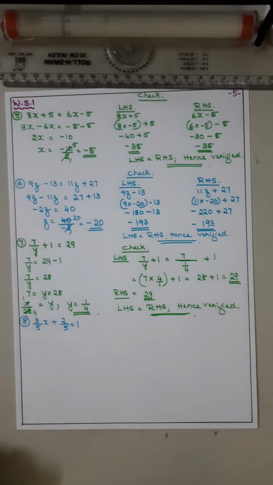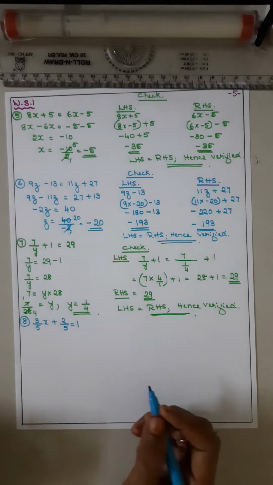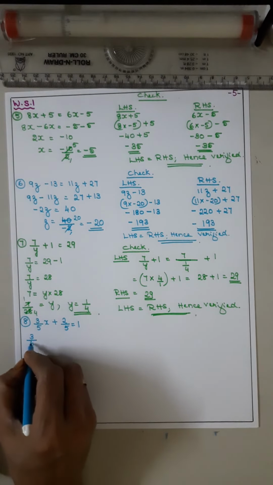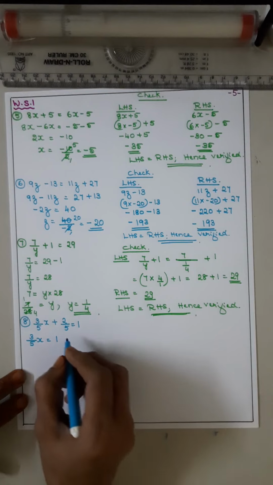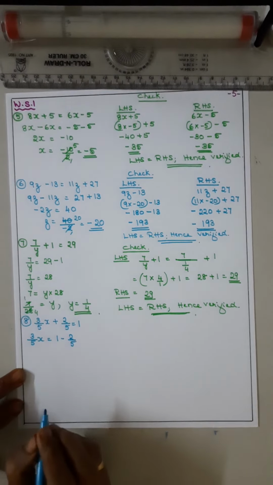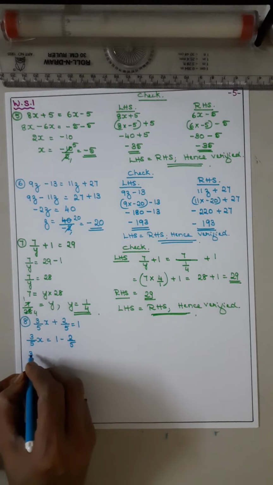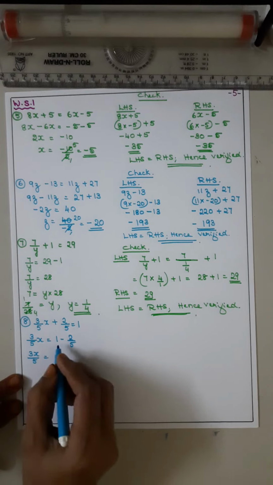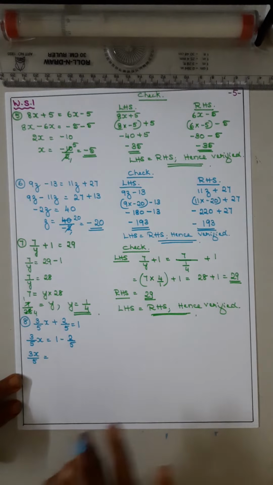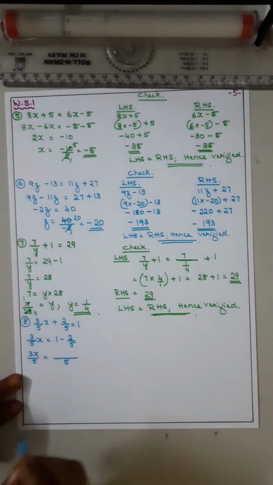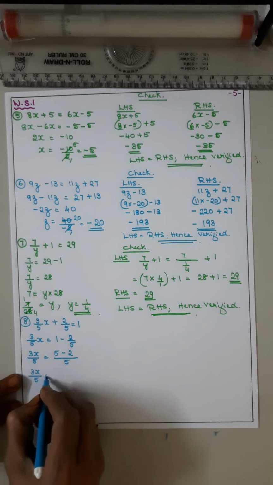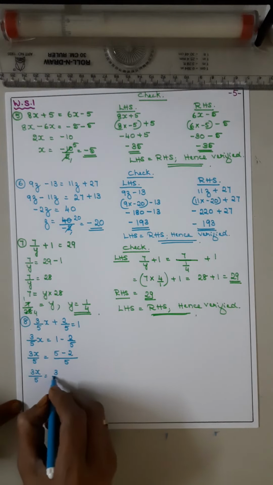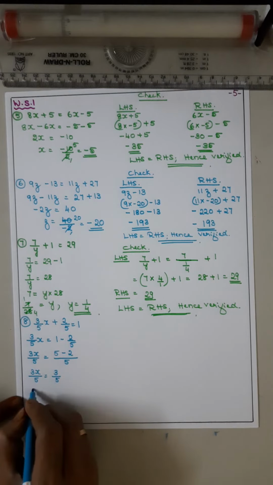Now coming to the 8th sum, 3/5 x plus 2/5 is equal to 1. So we will keep the x term on the left, right? So 2/5 goes to the right side. Now this one will be 3x/5. Now there is a fraction here so take the LCM, 5 ones is 5/5, so here it will be 5 minus 2. So 3x/5 is equal to 5 minus 2, how much came? 3/5.